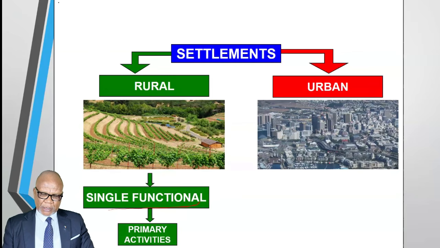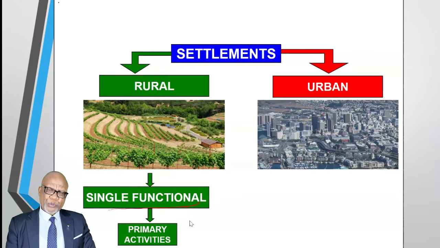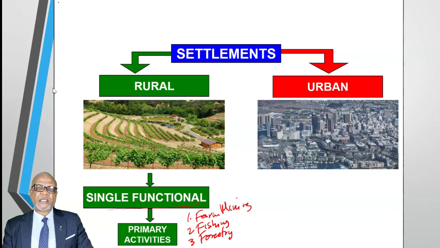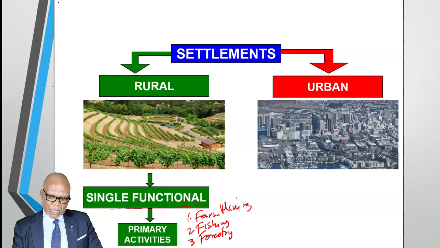And when we say a settlement is rural, it means the people here are either doing farming, fishing, forestry, or mining. So primary activity is simply referring to extraction of raw material. It's simply extraction of raw material. So this is primary activity, extraction of raw material.